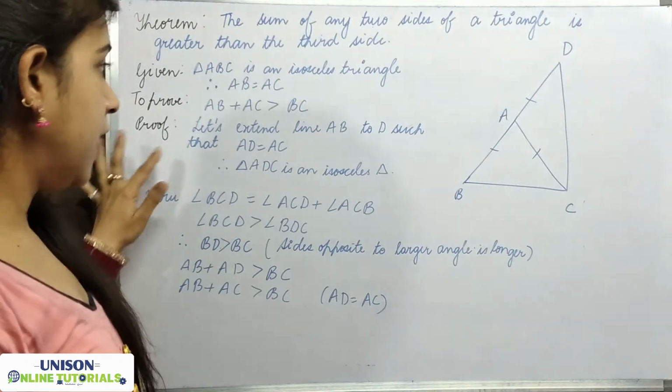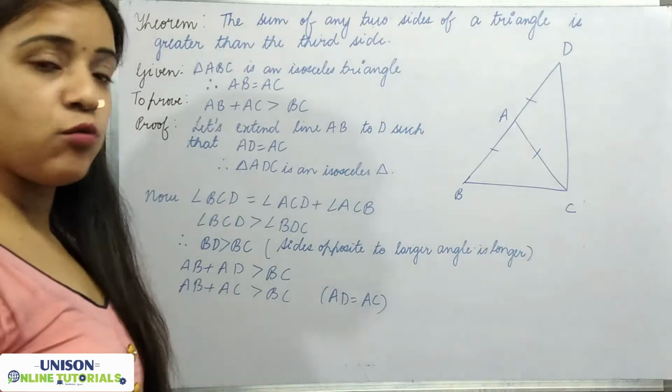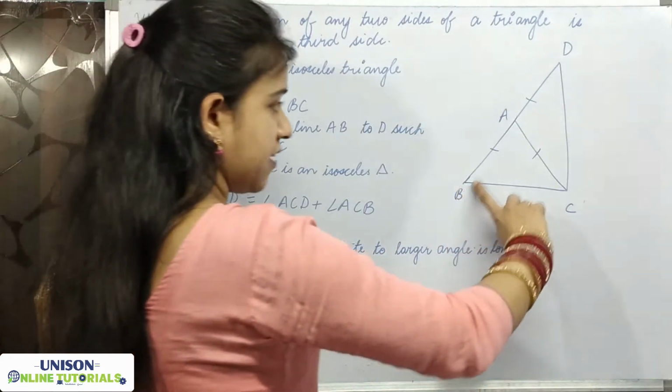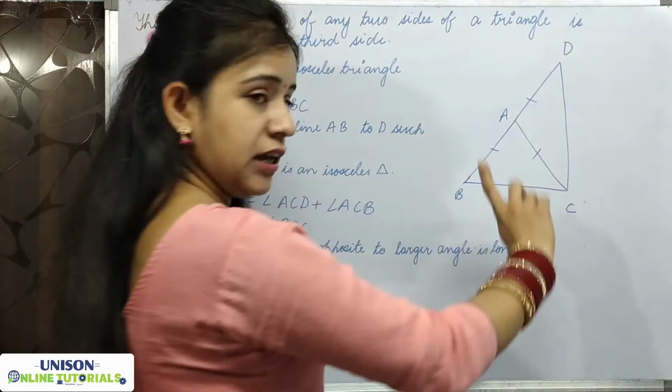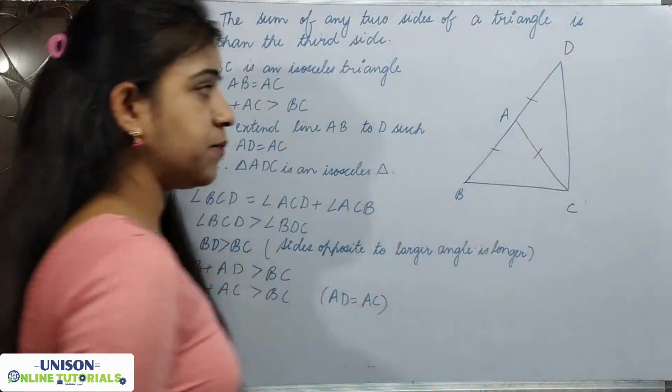So first of all, let's extend line AB to D such that AD equals AC. So we have extended this line AB to point D, and then we have taken AD equals AC.